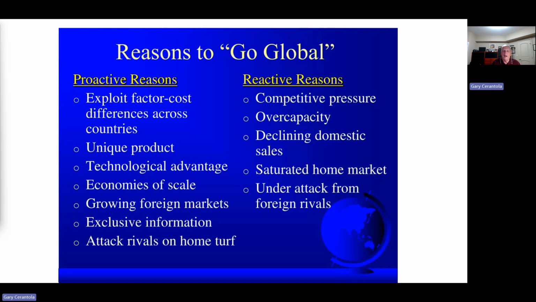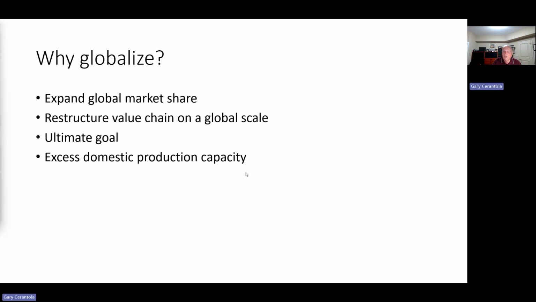Or you have overcapacity, so that you're not producing to capacity, which means that your unit cost of production is high. So if you export more, well, then you can drop your unit cost down, or maybe your market is saturated locally, so you want to take your product to another area. So those are the reasons for going global.